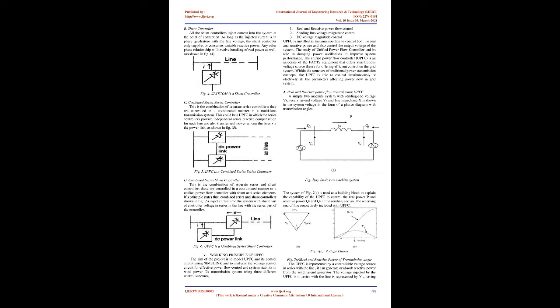It is an advanced power electronic device, which has two converters, one connected in shunt, and the other connected in series with the transmission line. It is a combination of a static compensator, STATCOM, and a static synchronous series compensator, SSSC. It also offers synchronous voltage source theory for efficient control of the grid system. Within the structure of traditional power transmission concepts, the UPFC is able to control, simultaneously or selectively, all the parameters affecting power flow in the grid system.